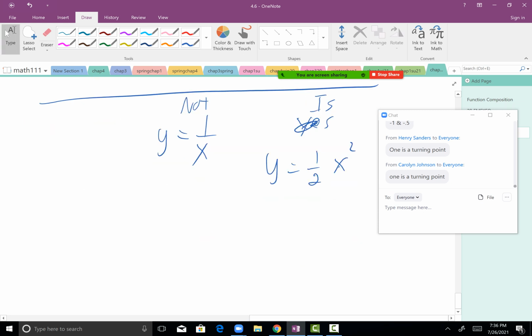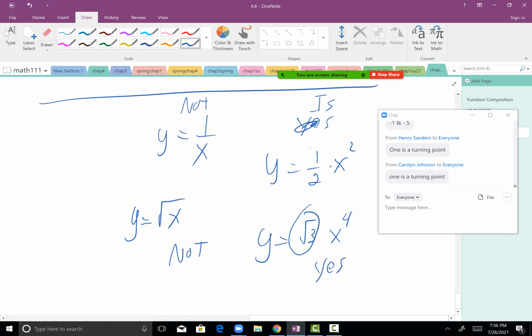Any function like y equals the square root of x is not a polynomial. You can have y equals the square root of 3 times x to the 4th. That is a polynomial. These things in front can be pretty much anything, right? But that's where the x's are. So you kind of got to watch for that. All right, those are going to be polynomials.